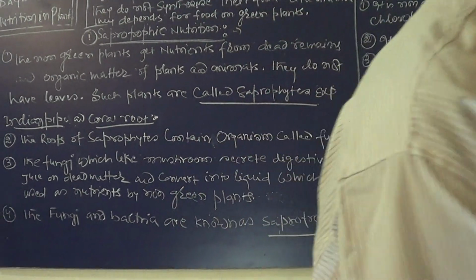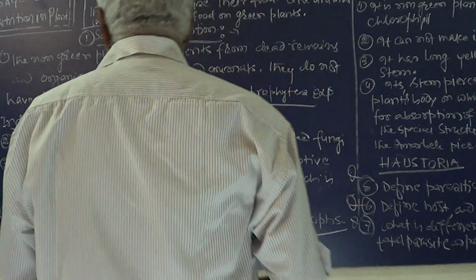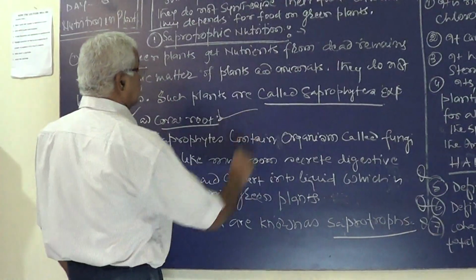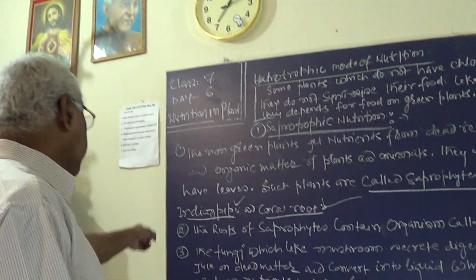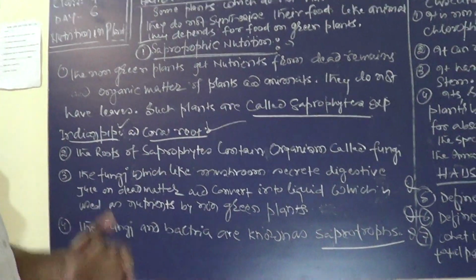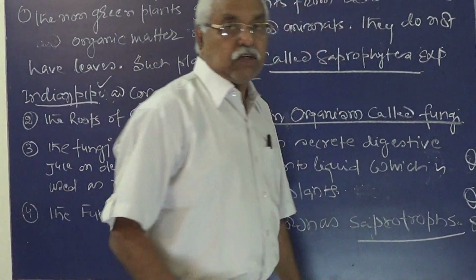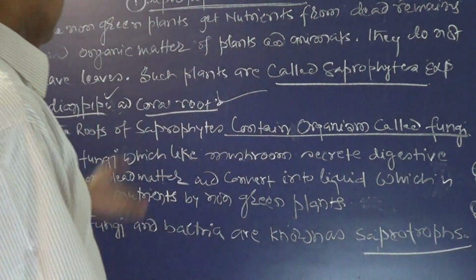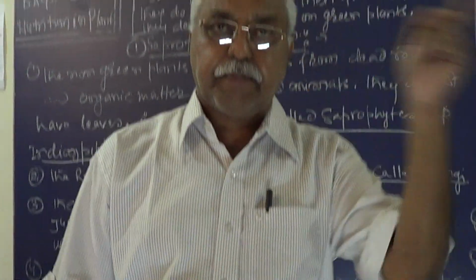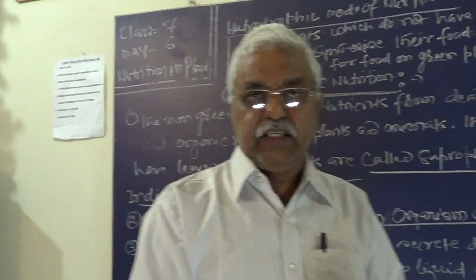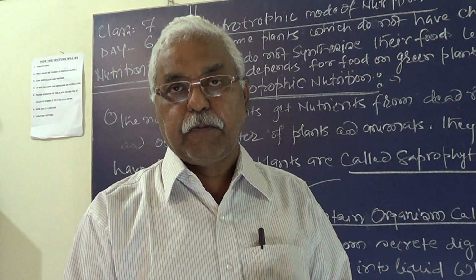Now children, you have seen the Indian pipe and coral roots. Both plants have nothing green. Actually, the roots of the saprophytes contain organisms like fungi. So what do you say? The plants which depend upon other plants for their food and nutrients are saprophytes. They do not have chlorophyll. They do not prepare their food.